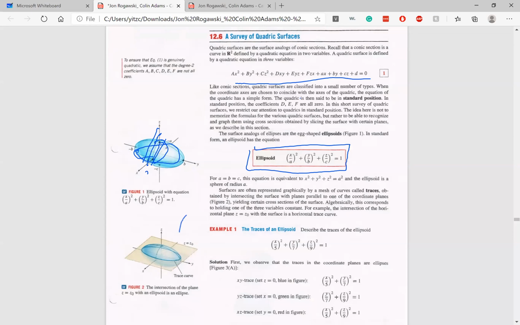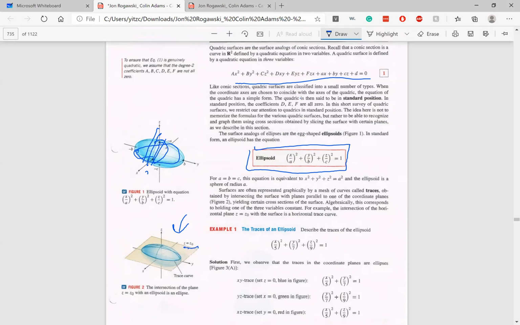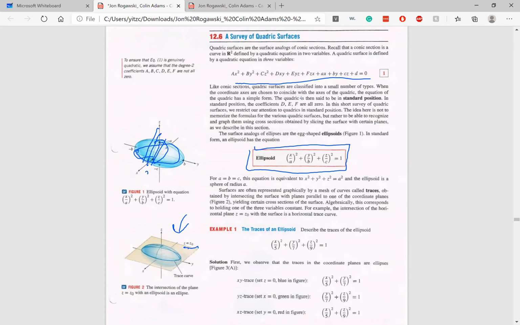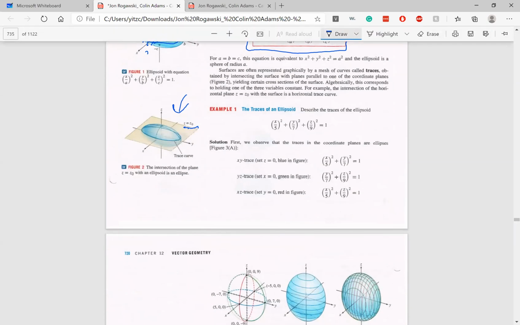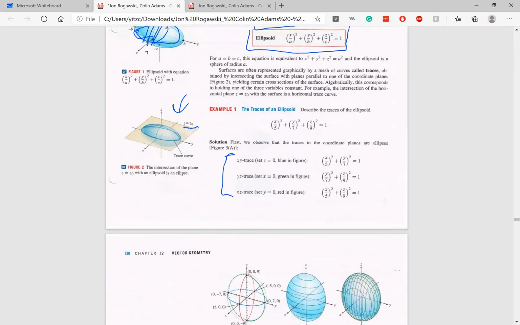So that's what they're showing here. They're taking a plane and cutting it, and looking at the trace, cutting it at z equal to z0, some constant z. So when they cut it, they're trying it for specific numbers. They're saying to find the traces of the ellipsoid of this one.